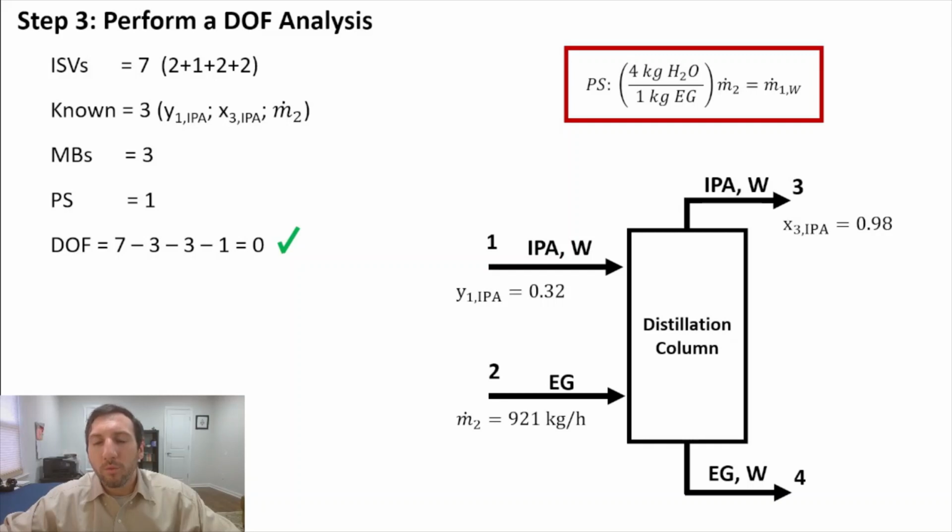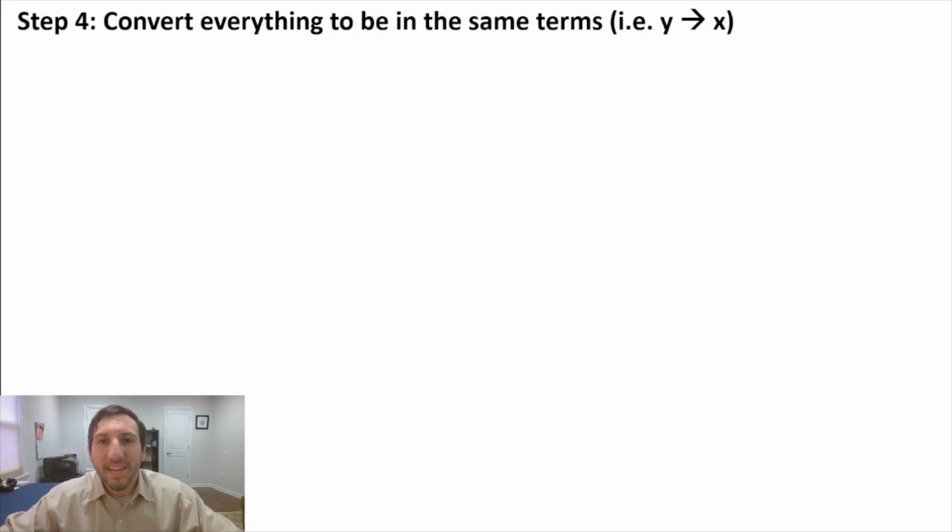Now, before we really jump into solving it, I mentioned a little earlier that there were some differences with some of the given pieces of information. What I'm referring to are the molar composition of stream 1 and the mass composition of stream 3. We have 2 different types of compositions, and if we don't change those compositions, we're never going to be able to solve this problem. And so that leads us into step 4, which is we're going to convert everything to be in the same terms.